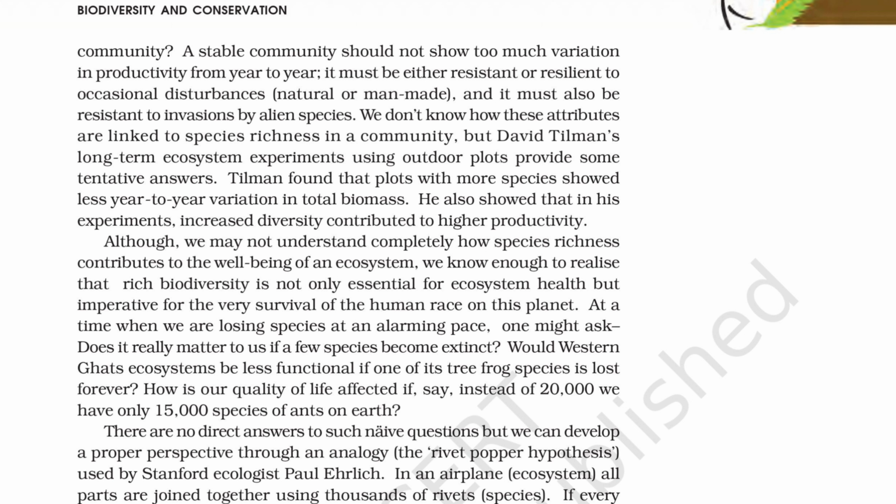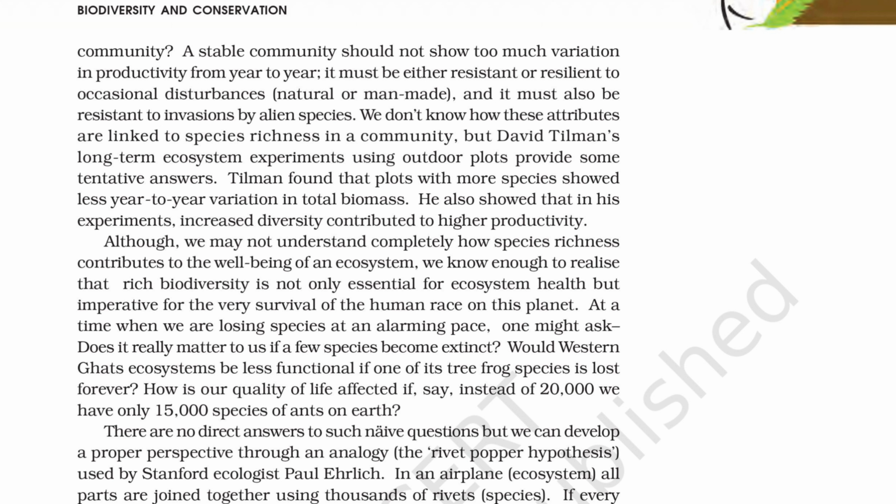At a time when we are losing species at an alarming pace, one might ask, does it really matter to us if a few species become extinct? Would Western Ghats ecosystems be less functional if one of its tree frog species is lost forever? How is our quality of life affected if, say, instead of 20,000 we have only 15,000 species of ants on Earth?